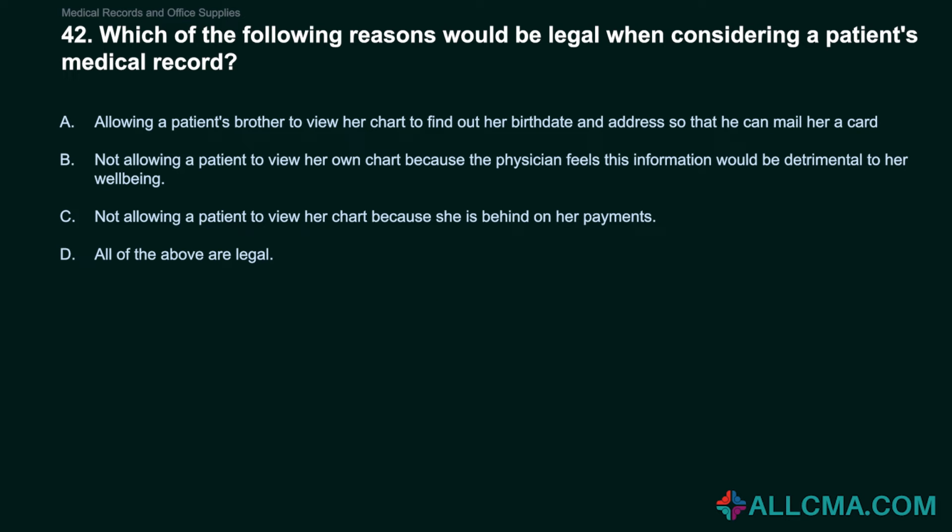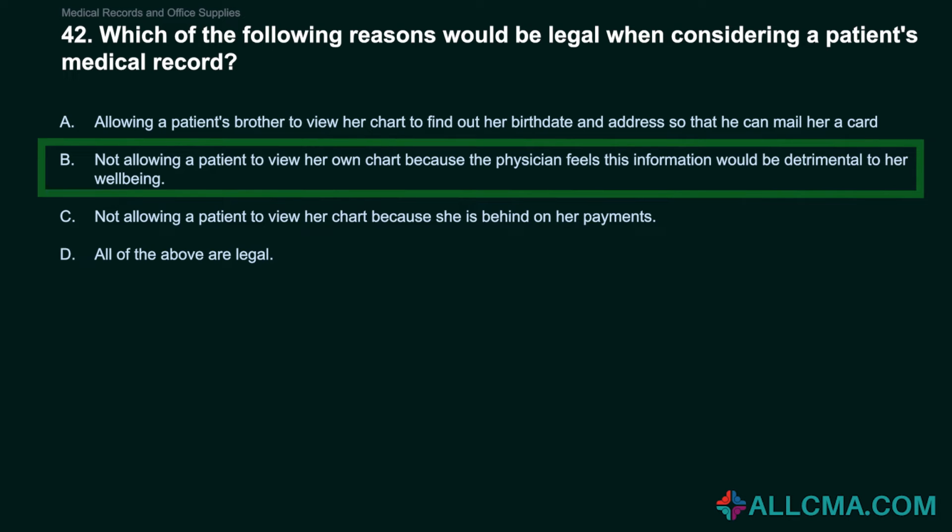42. Which of the following reasons would be legal when considering a patient's medical record? A. Allowing a patient's brother to view her chart to find out her birth date and address so that he can mail her a card. B. Not allowing a patient to view her own chart because the physician feels this information would be detrimental to her well-being. C. Not allowing a patient to view her chart because she is behind on her payments. D. All of the above are legal.